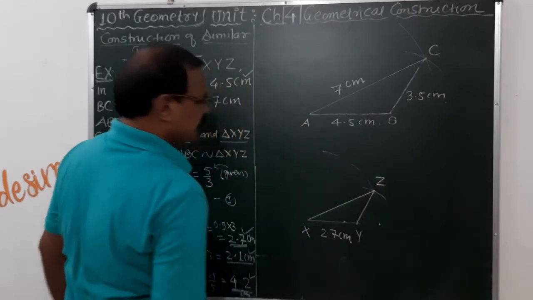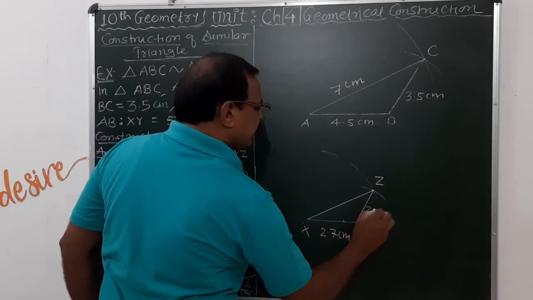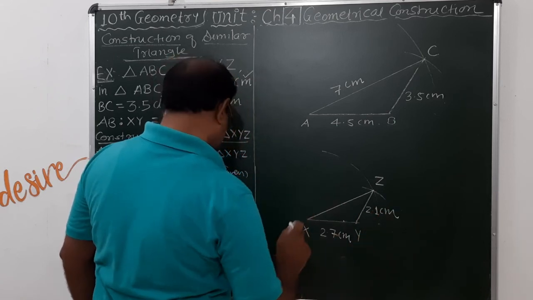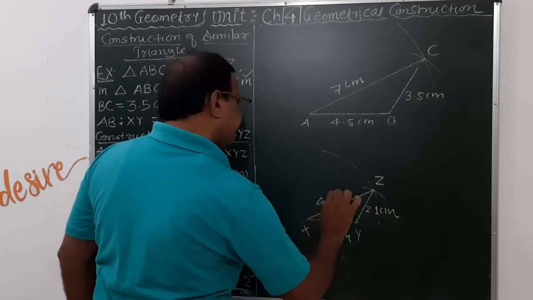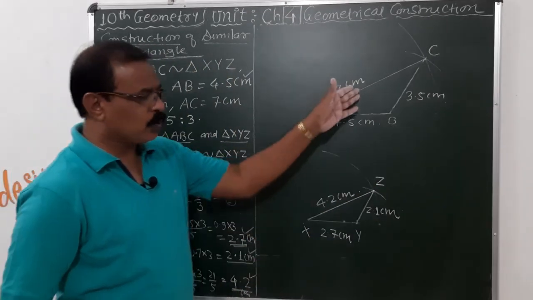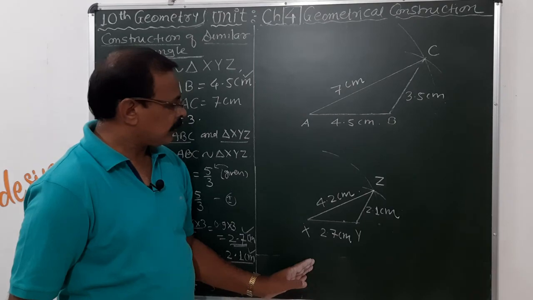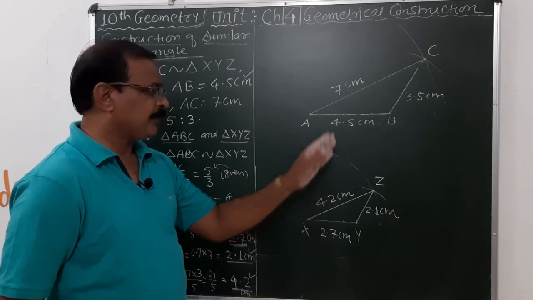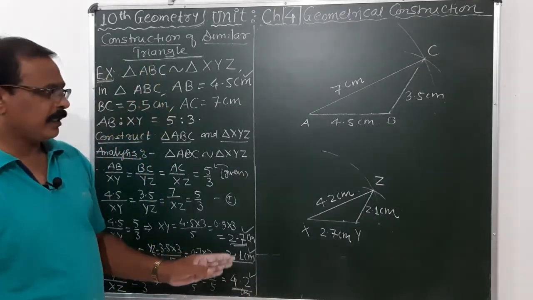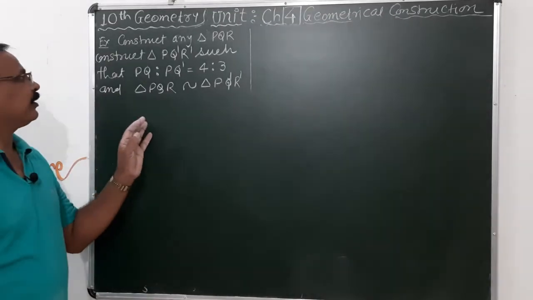Now here, this is 2.1 centimeter and this much length is nothing but 4.2 centimeter here. Now these two triangles are nothing but similar triangles here. So in this way we can draw the given similar triangle. Now this is another type here.